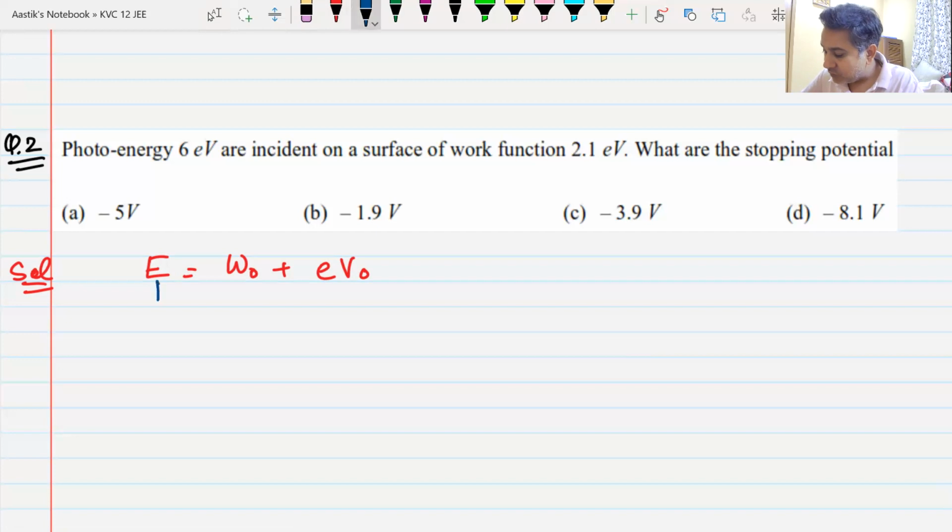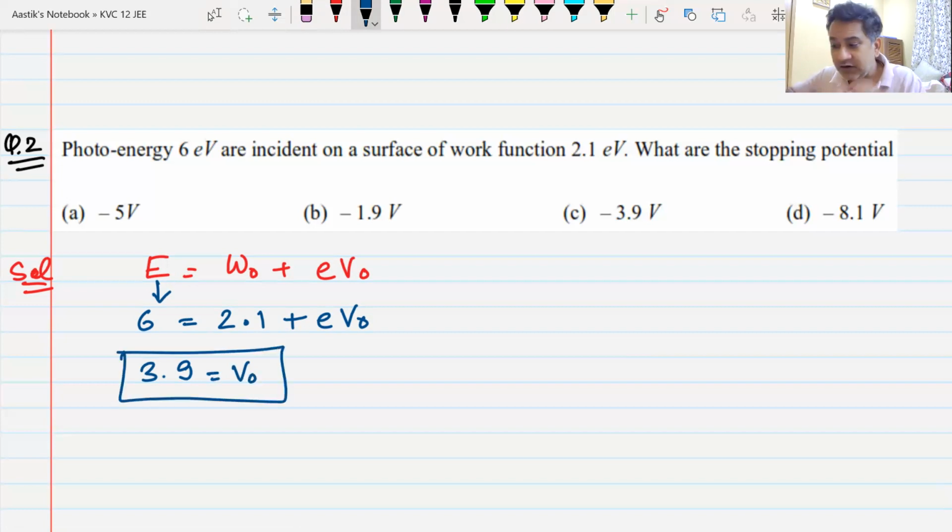This energy of the falling photon is 6 electron volts. This will be equal to 2.1 electron volts plus E multiplied by V naught. Answer is in electron volts. So 3.9 electron volts is the answer. So the voltage is 3.9 volts. 3.9 volts multiplied by E is electron volts.